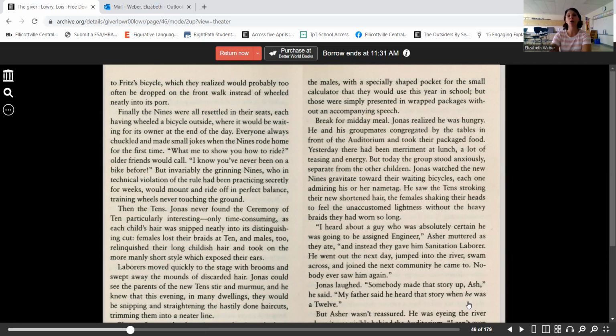Finally, the 9s were all resettled in their seats, each having wheeled a bicycle outside where it would be waiting for its owner at the end of the day. Everyone always chuckled and made small jokes when the 9s rode home for the first time.